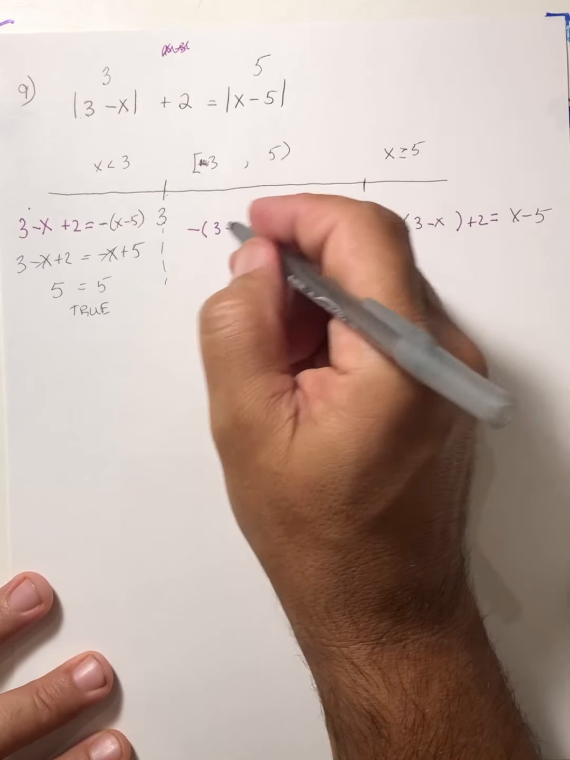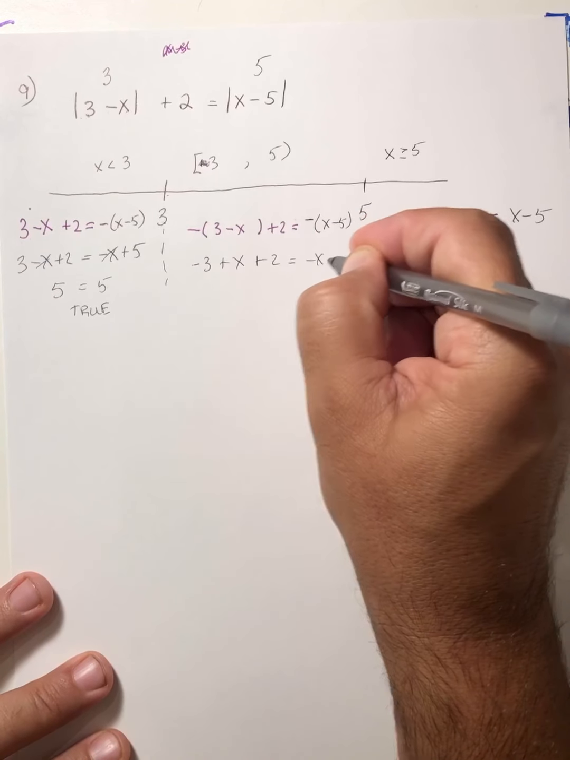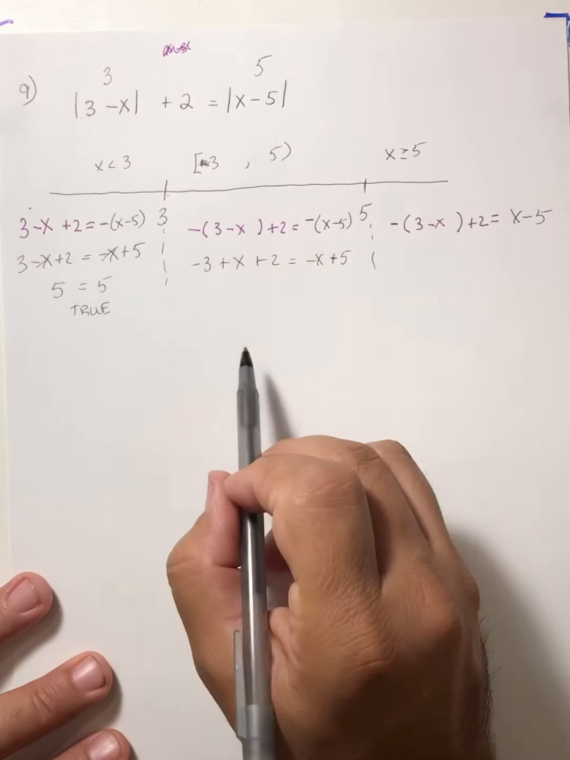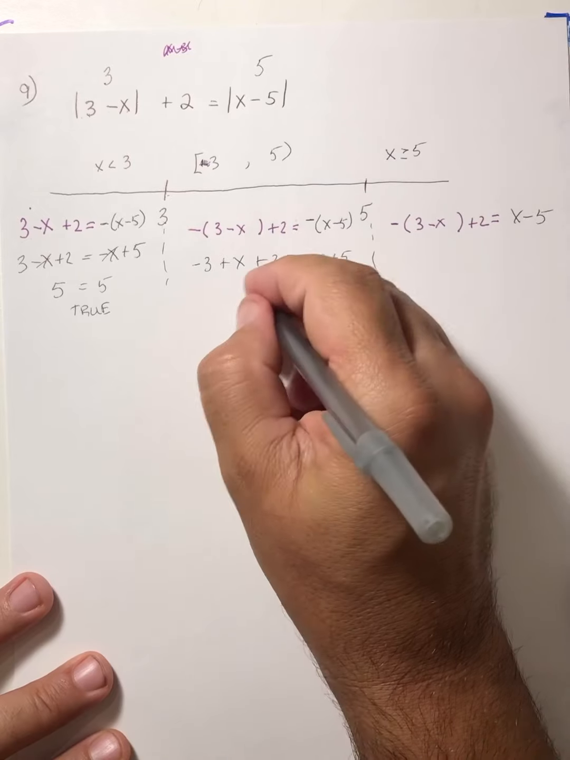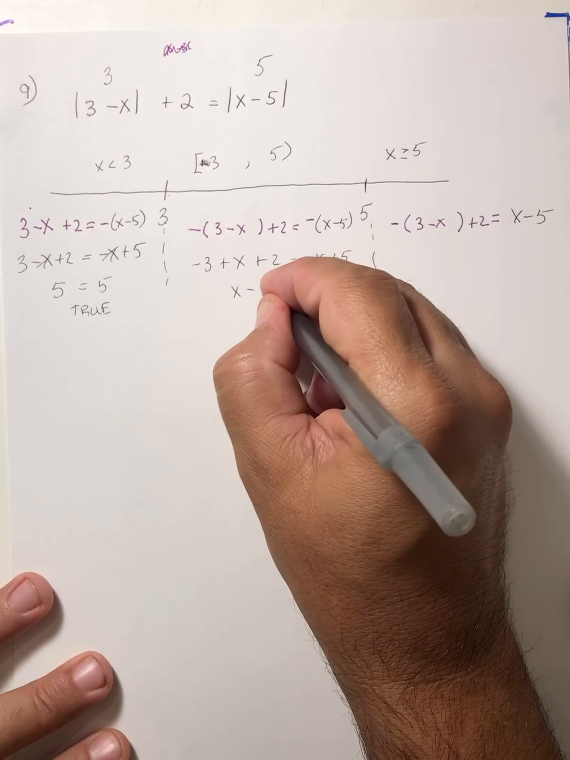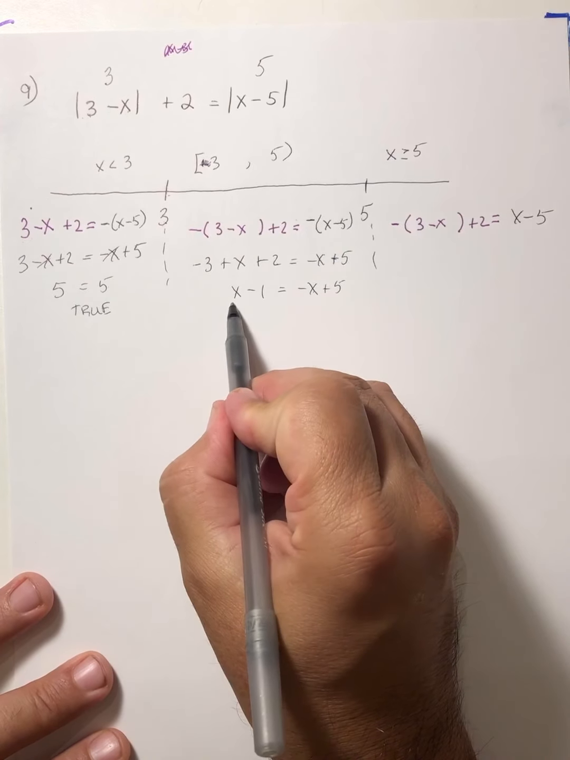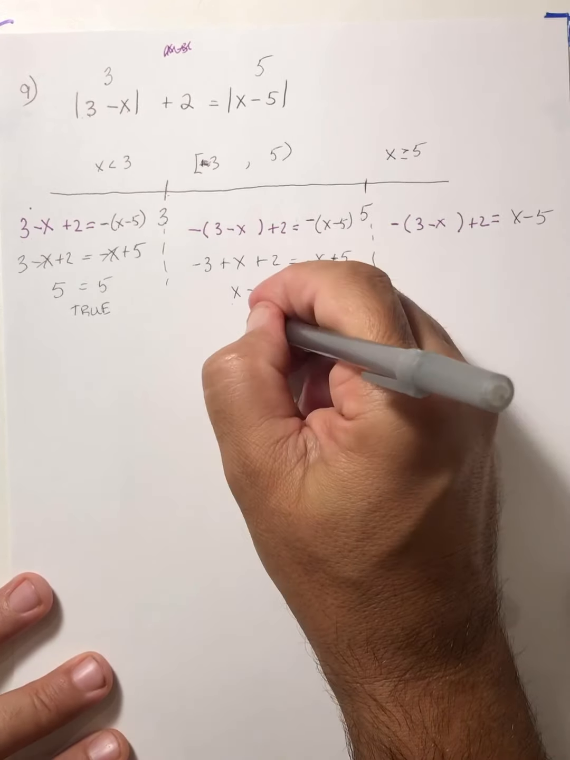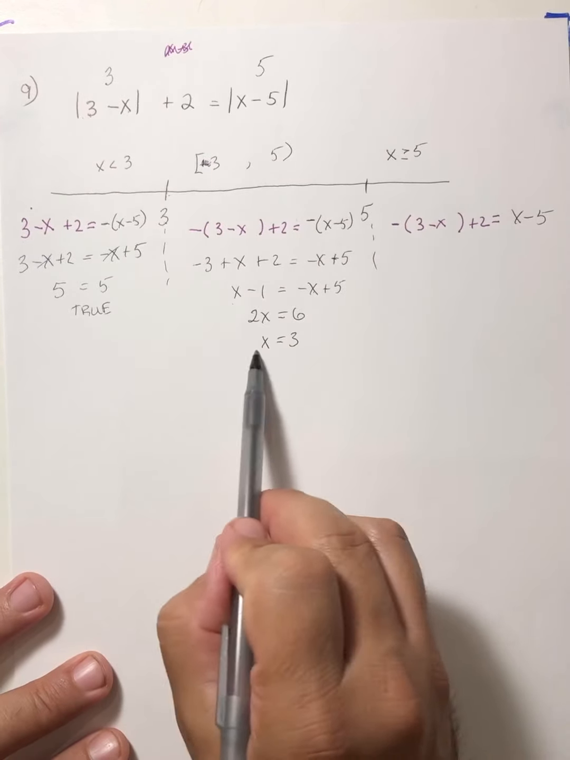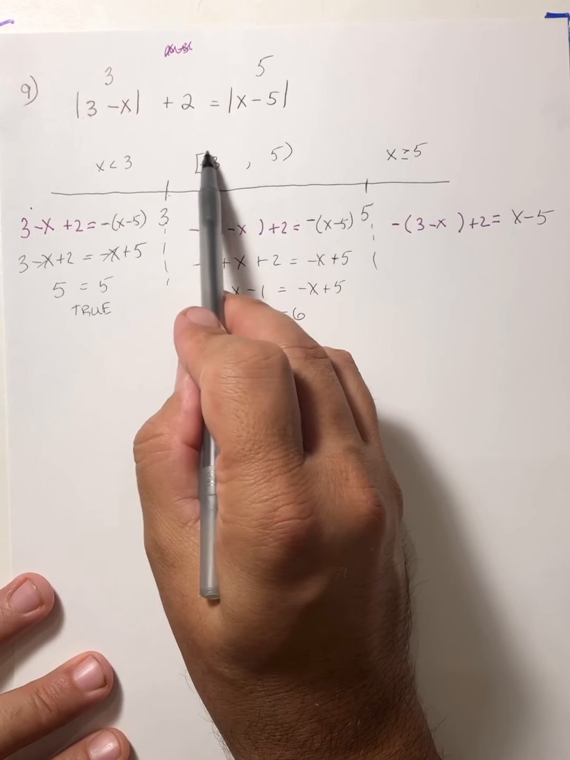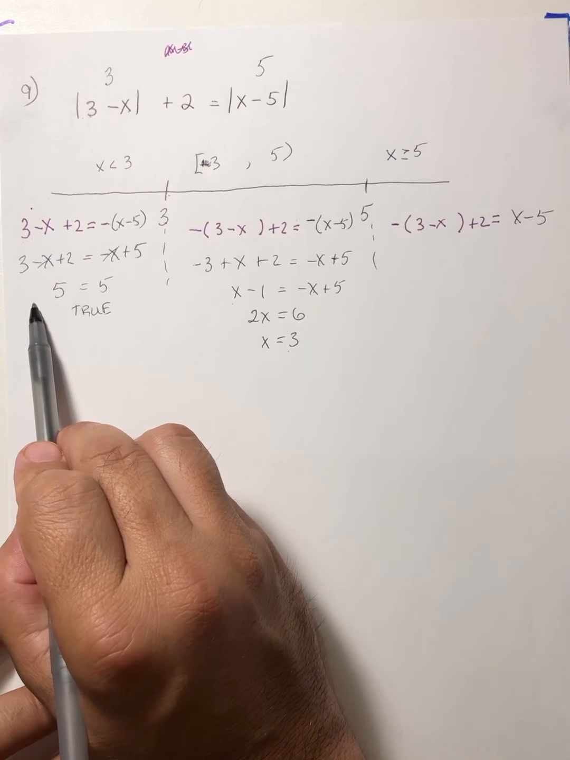We'll see. So distributing the negative, 3 plus x plus 2 equals a negative x minus 5, plus 5. What am I going to do? I'm going to combine those. Let me do this in 2 steps. x minus 1 equals negative x plus 5. So I'm going to add x to the right, add 1 to the left. So I have 2x equals 6, x equals 3. See here we catch the 3 now. Remember we included it here with the bracket? So I have 3 as an answer and then everything to the left of 3.